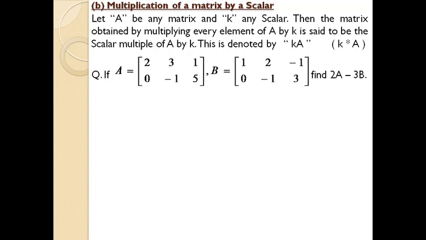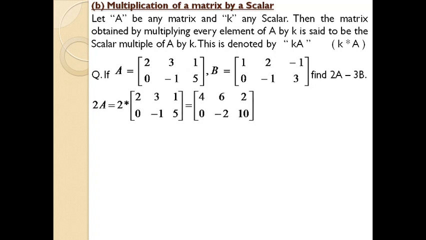Here A and B are two matrices. It is a case of 2 into 3 order because both matrices consist of 2 rows and 3 columns. You are asked to find 2A minus 3B. So it's a case of multiplication of a matrix by a scalar. First of all you need to find what is meant by 2A.